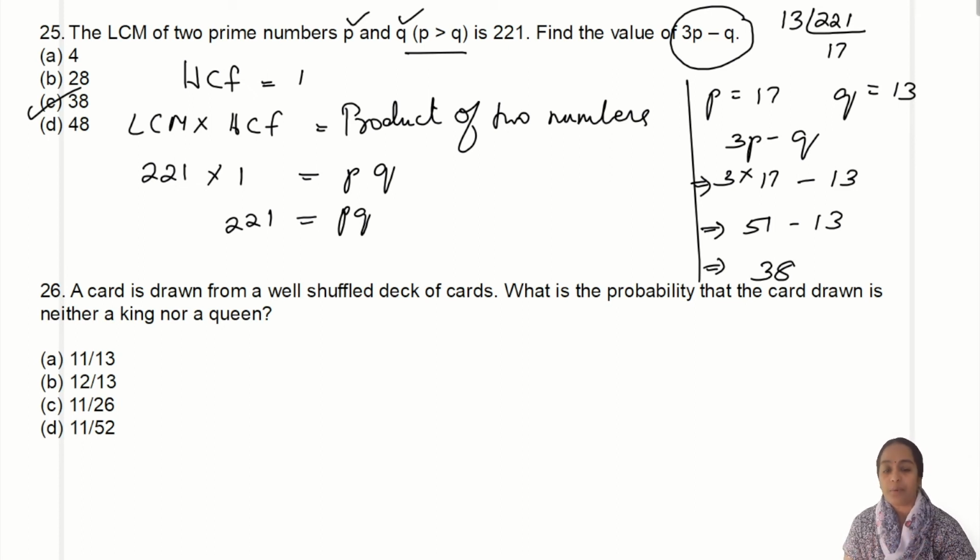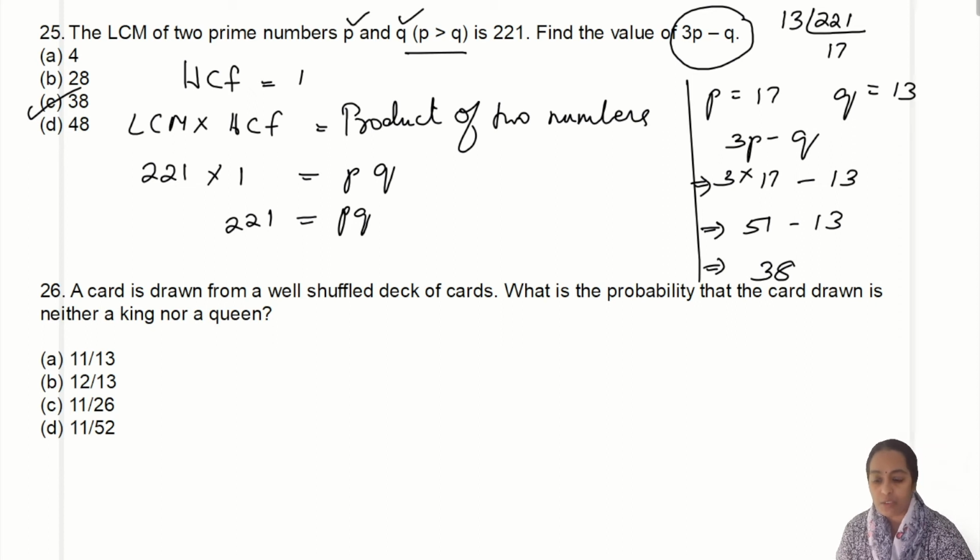So what is the possible outcome? Possible outcome is the card drawn should not be a king and it should not be a queen. How many kings and queens are there in a deck of 52 cards? You have 4 kings and 4 queens. So 52 minus 8 you have to do. You'll be getting 44 now. So that is going to be your possible outcomes.